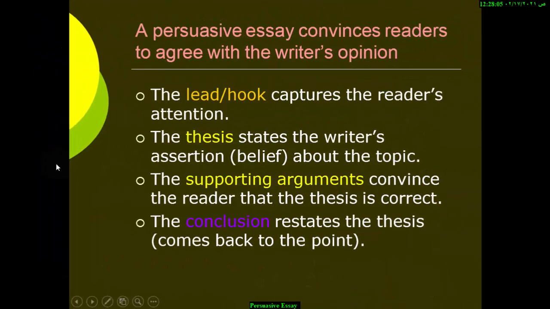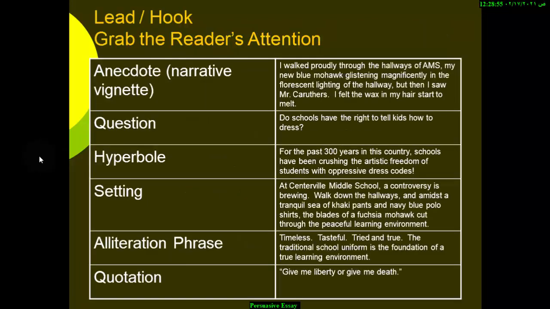These are the basic features. Number 1 is a lead or a hook. It captures the reader's attention. Then the thesis, which states the writer's assertion or belief about the topic. The supporting arguments convince the reader that the thesis is correct. And in the conclusion, you restate the thesis using different words. What is the purpose of a lead or a hook? It's to grab the reader's attention to start reading your essay.